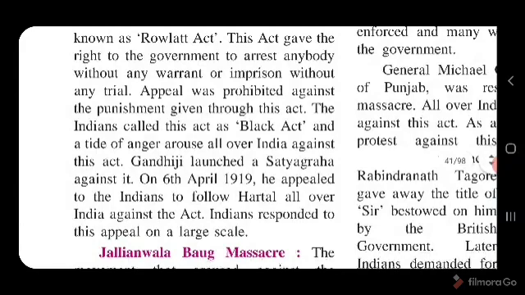And a tide of anger arose all over India against this act. Gandhiji launched a satyagraha against it. On 6th April 1919, he appealed to the Indians to observe Hartal all over India against this act. Indians responded to this appeal on a large scale.